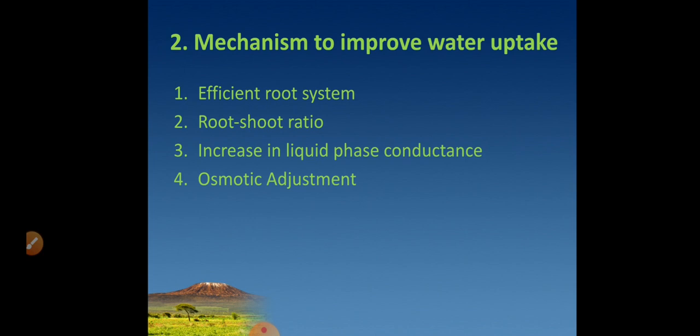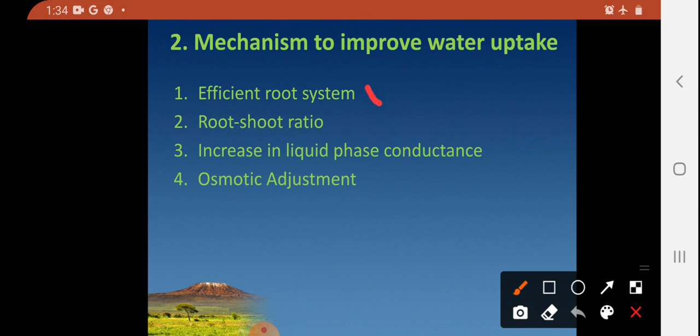A few mechanisms are there to improve water uptake. First is efficient root system. Drought avoidance is helped by a well developed deep root system. If a well developed deep root system is there, crops can easily avoid drought situation with high efficiency for the extraction of water from deeper layers. A deep, well branched and rapidly growing root system is helpful in absorbing more moisture or water from the lower depth of the soil.